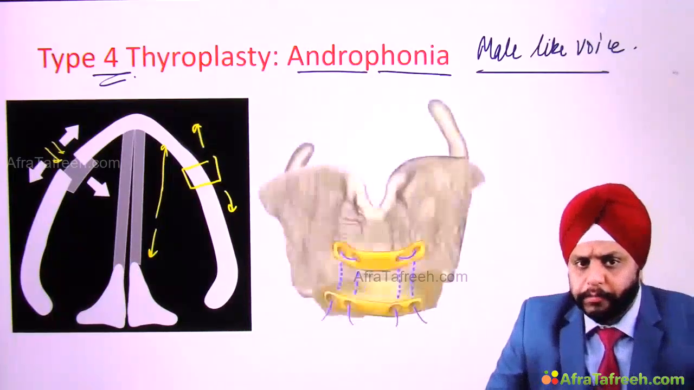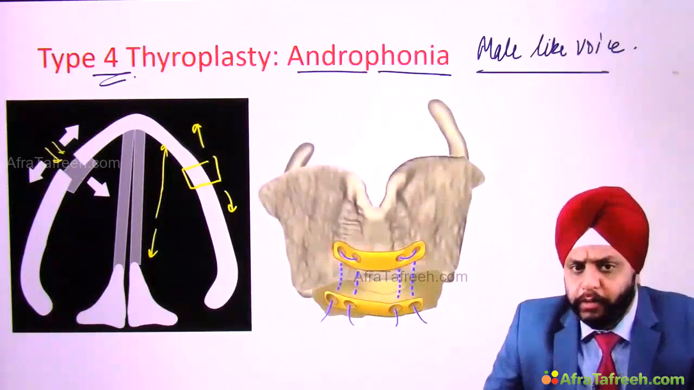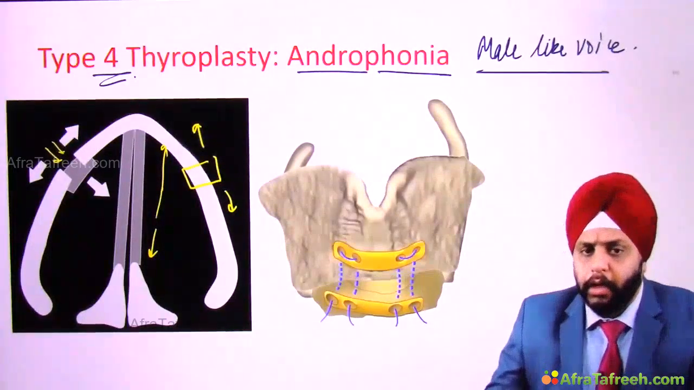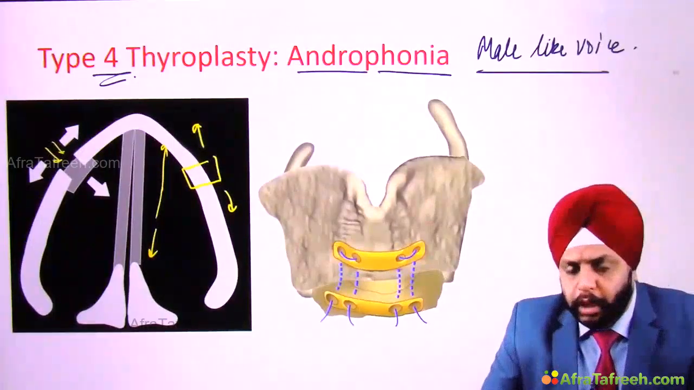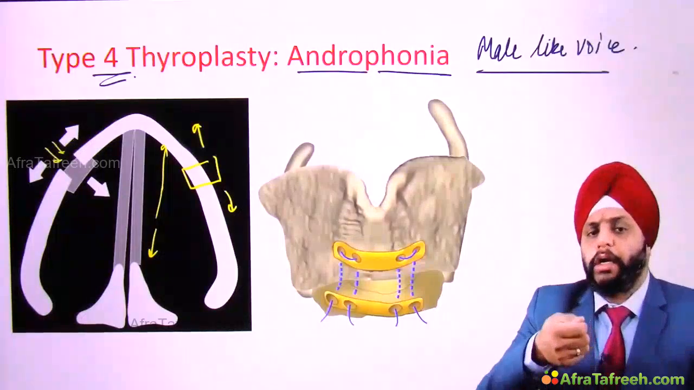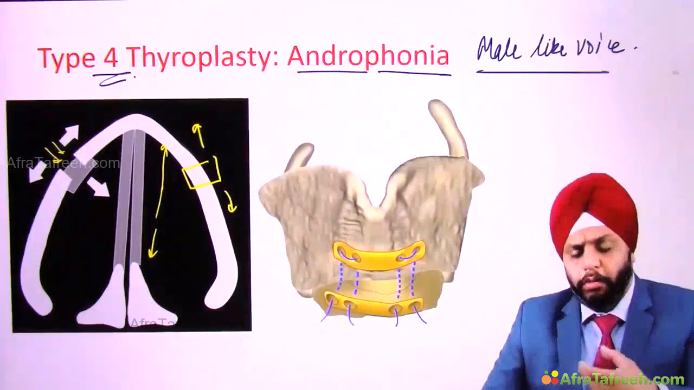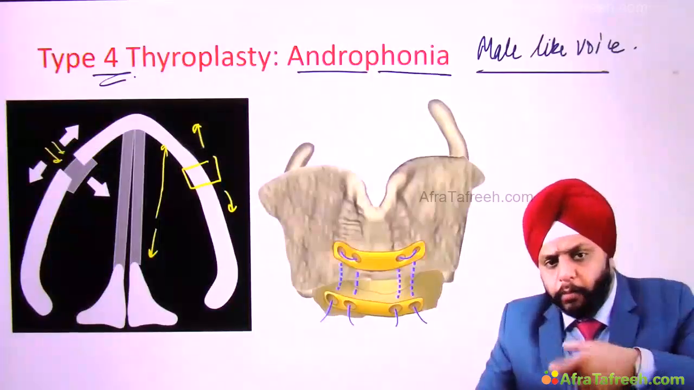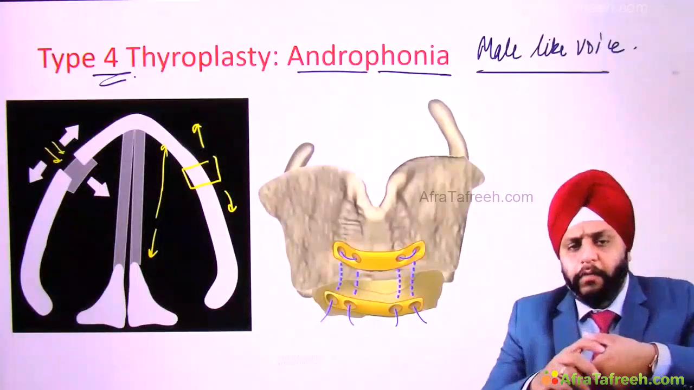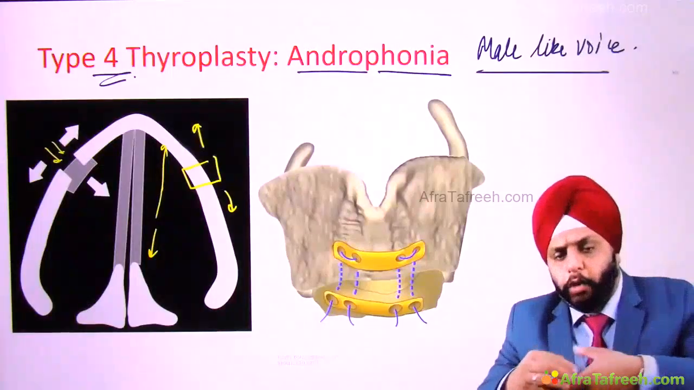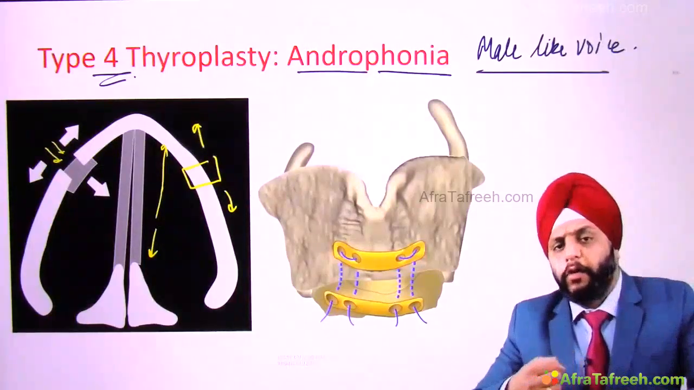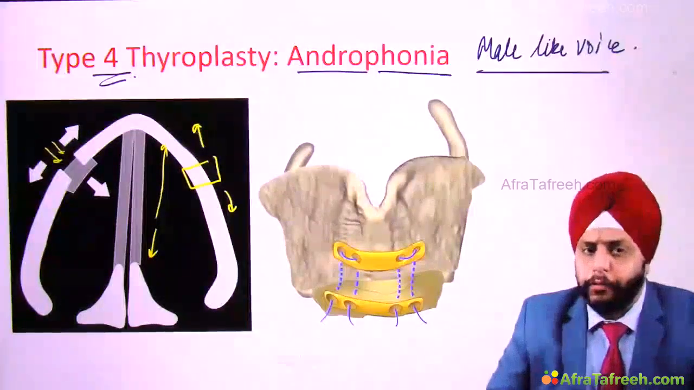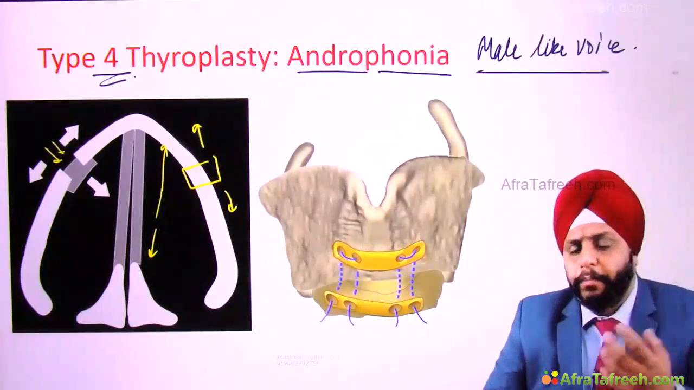Another way of doing type 4 thyroplasty is to pass some sutures from the thyroid cartilage to the cricoid cartilage, and when you tie these sutures, you pull the cricoid cartilage up. We already studied this part in the muscles. When you rotate the cricoid cartilage up, it leads to the arytenoid going posteriorly and stretching of the vocal fold. That is how the cricothyroid causes tension. It increases the length of the vocal fold and increases the pitch of the voice.